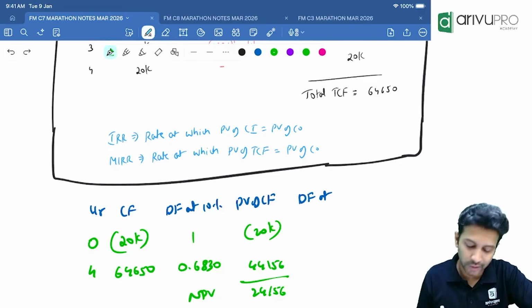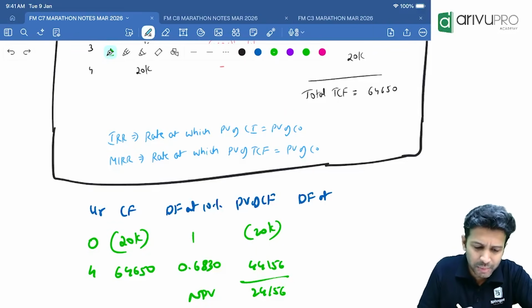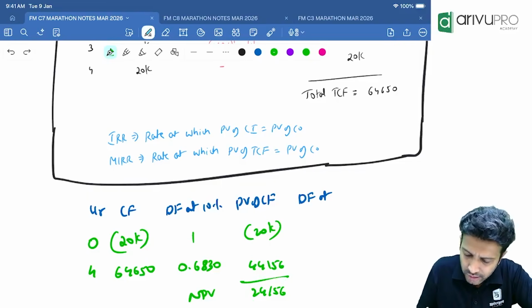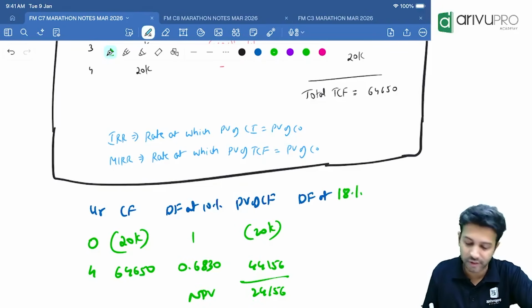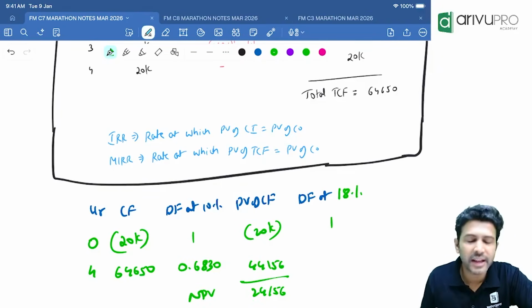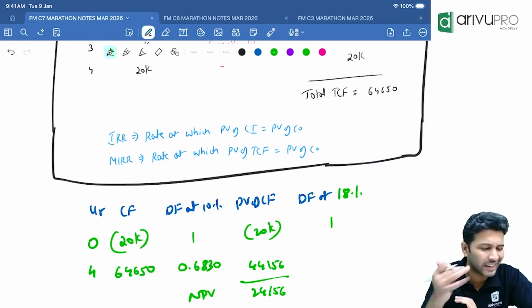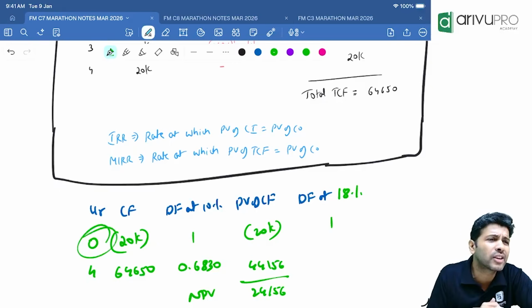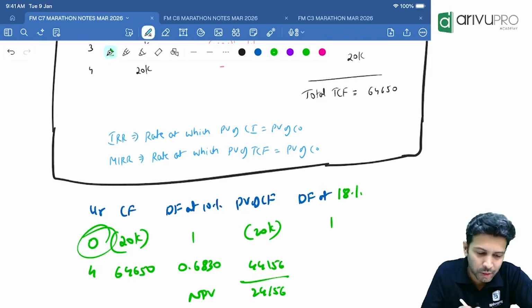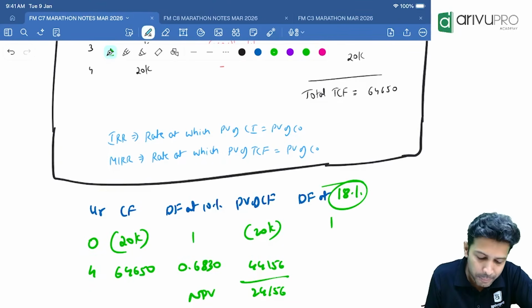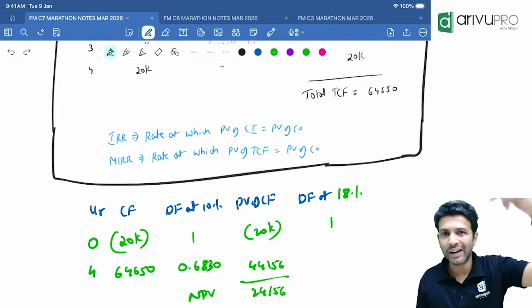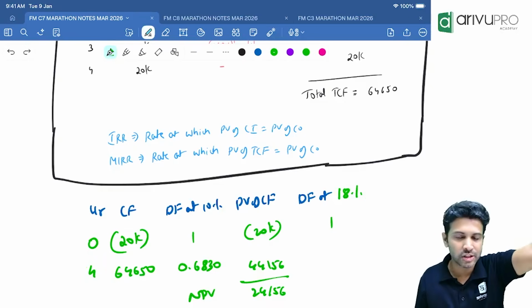Assume one more discount factor. The number looks a little big. So can I assume maybe 18% and test it out, let's say? Okay, let's assume 18%. At year 0, the discount factor is 1. For year 0, at any rate, the discount factor is already 1 because we are already on the present value platform. Now tell me, at 18%, the 4th year discount factor: 1 divided by 1.18, equals button 4 times.